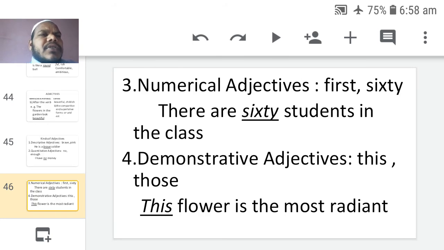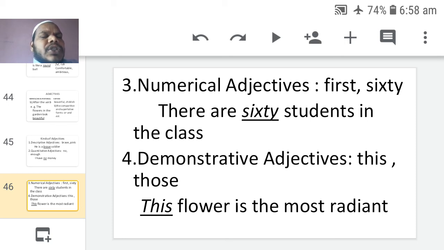Numerical adjectives, showing numbers such as first, 60, 70, 90. There are 60 students in the class. 60 is a numerical adjective. There are 90 students in the hall. So these are describing words, describing numbers, hence numerical adjectives. Next, demonstrative adjectives.